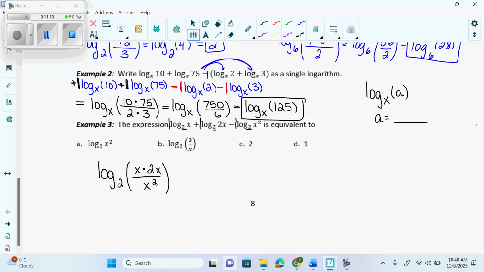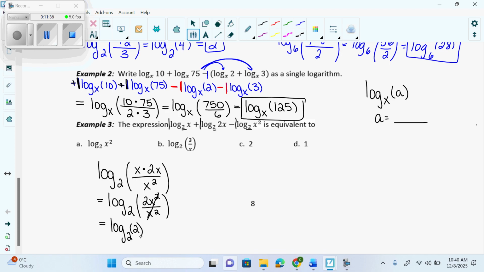What happens in the numerator when I multiply an x times an x? What do I get? x squared, because you add exponents, yeah? So I'm going to get log base 2 of 2x times 2x is 2x squared over an x squared. And then the x squareds can cancel. So I'm left with log base 2 of 2.